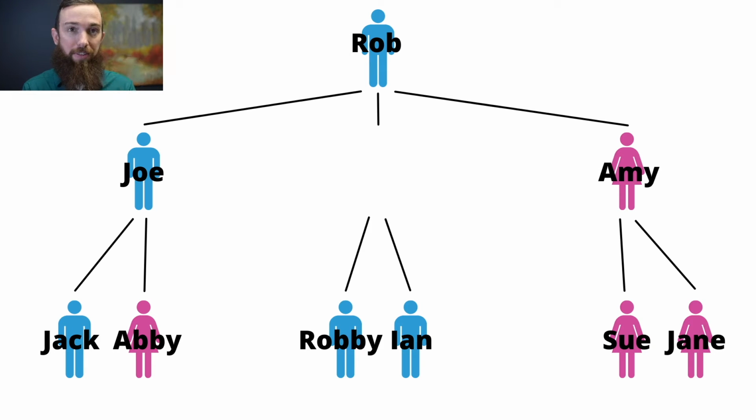So Joe would receive 1/3, or 33 and 3 going on percent of the payout. Amy would receive the same amount as Joe, but then Robbie and Ian would receive half of what Mary's inheritance would have been under that Per Stirpes selection.